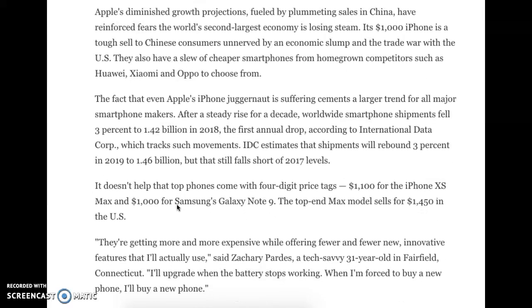Continuing on here. The fact that even Apple's iPhone juggernaut is struggling cements a larger trend for all major smartphone makers. After a steady rise for a decade, worldwide smartphone shipments fell 3% to 1.42 billion in 2018, the first annual drop according to the International Data Corporation, which tracks such movements. The IDC estimates that shipments will rebound 3% in 2019 to 1.46 billion, but that still falls short of the levels in 2017.